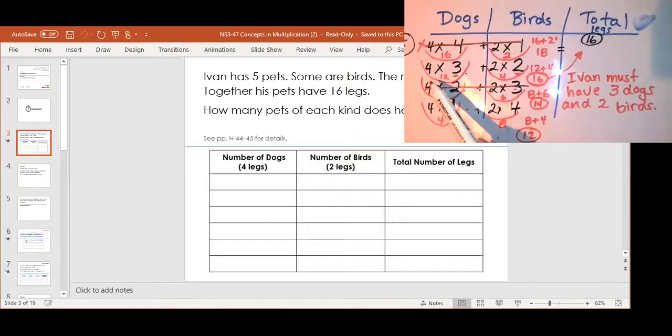So all the dogs have 4 legs, all the birds have 2. And we had to find the right combination. It's like solving a problem. It's like solving a combination lock. You've got to try all the combinations till you find the right one. Okay.